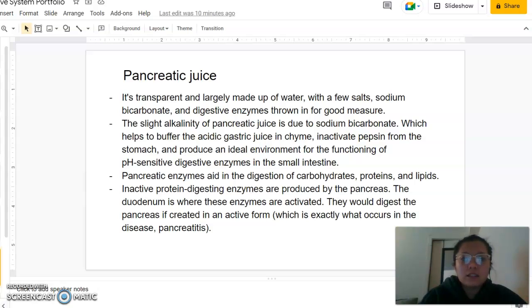Pancreatic enzymes are active in the digestion of sugars, proteins, and fats. The pancreas produces protein digesting enzymes in their inactive forms. These enzymes are then activated in the duodenum. If produced in an active form, they would digest the pancreas, which is exactly what happens in the disease called pancreatitis. So the regulation of pancreatic secretion is the job of hormones and the parasympathetic nervous system.